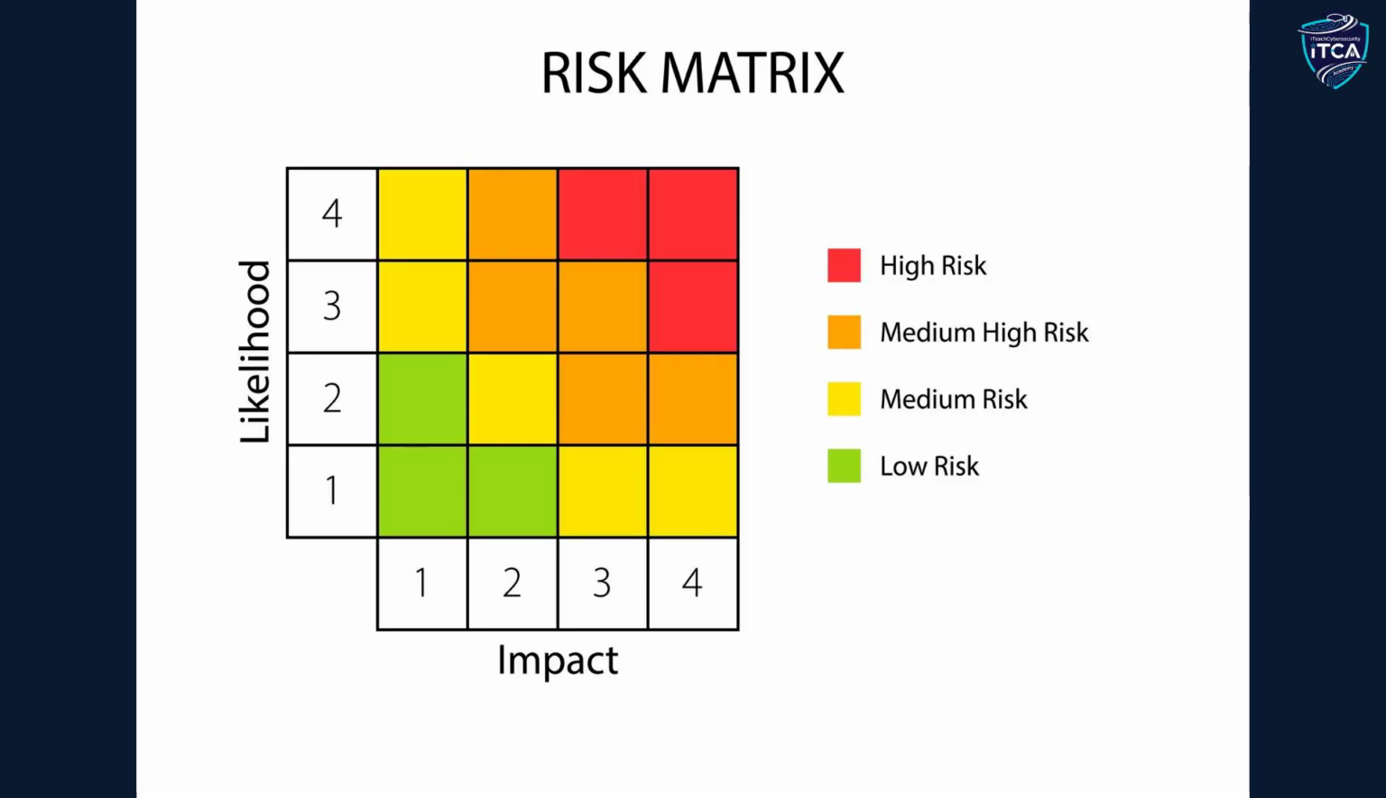The risk matrix is a simple grid. On one side, we rate likelihood as low, medium, or high. On the other side, we rate impact as low, medium, or high. Where these two meet, we get different levels of risk. Low likelihood and low impact result in low risk. Medium likelihood and medium impact result in medium risk. High likelihood and high impact result in critical risk. This visual approach helps security teams quickly see which risks demand immediate attention.